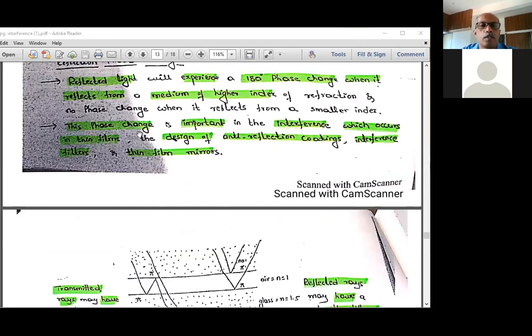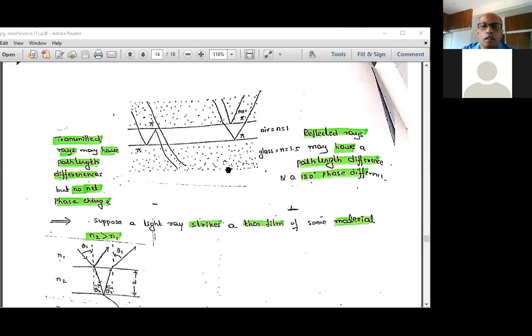The phase change is important in interference, which occurs in thin films. Phase change is an important factor to be noted, and it occurs in thin films. The design of anti-reflection coatings, interference filters, thin film mirrors, etc., is based on the phase change of thin films. Remember.